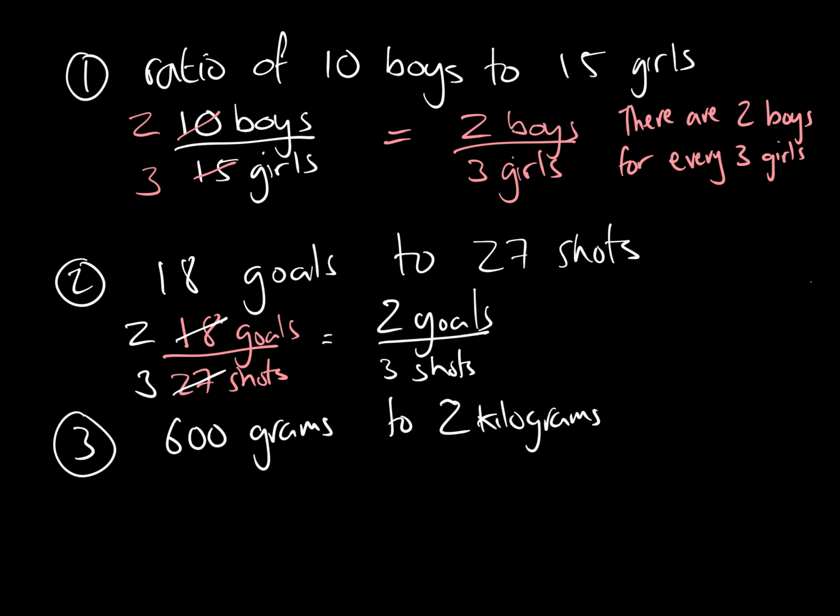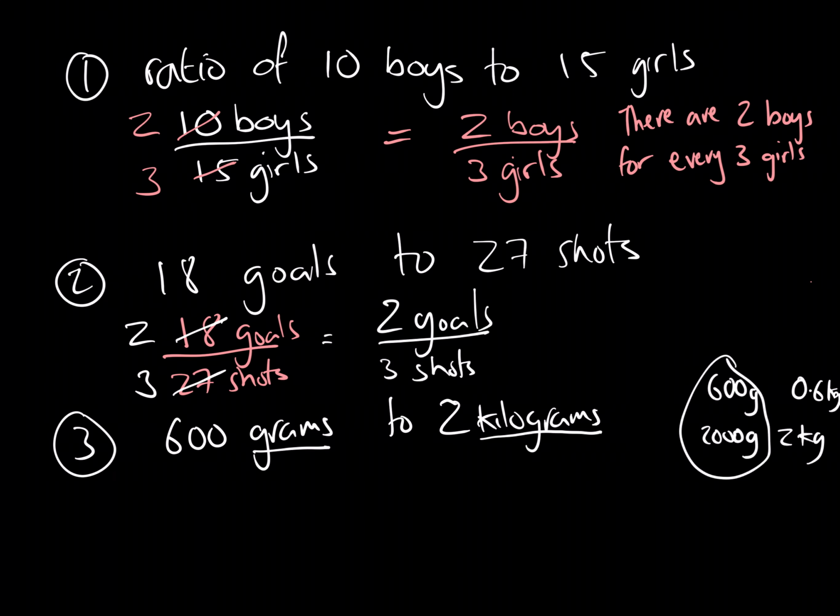Okay, let's have a look at question number 3. This one is a little bit more complicated because here we have 2 different kinds of units, but they're both units of weight. So it would be good to make them into the same unit. So we can write 600 grams as 0.6 kilograms, and we can write 2 kilograms as 2,000 grams. So let's use the grams to make our ratio. The first number is 600, so we'll have 600 grams over 2,000 grams.